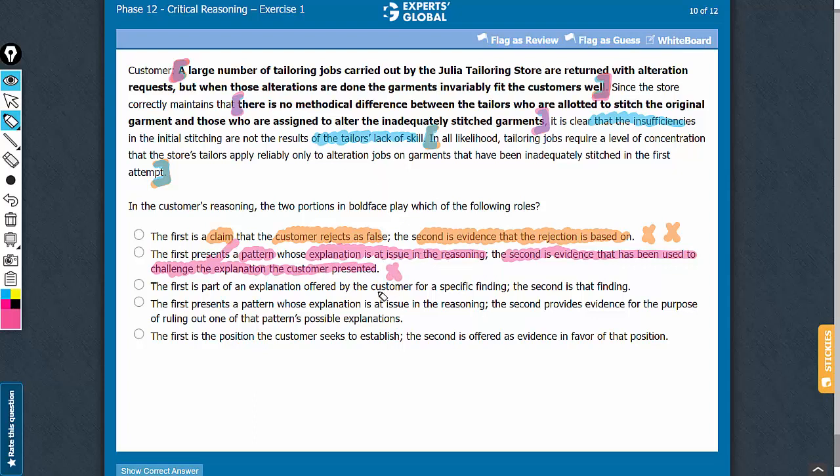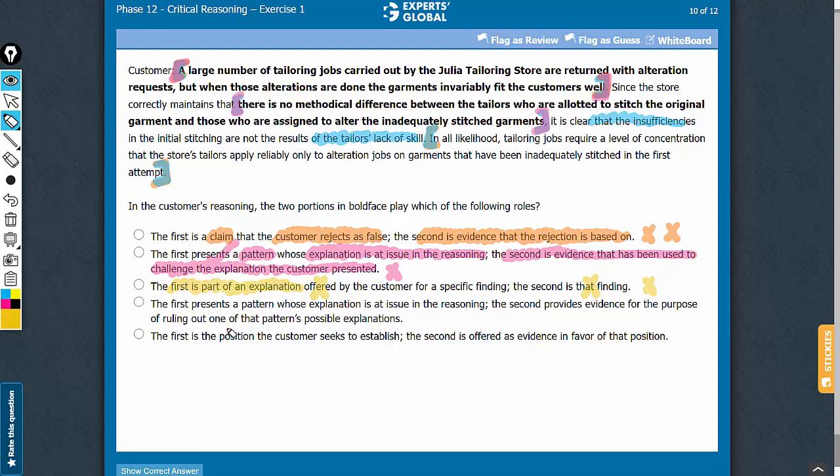Look at answer choice C now. No, first is not a part of an explanation. First is simply a finding. So this part is incorrect. And no, the second is not the finding. First is the finding. Second is a part of the explanation. So a very poor job by answer choice C here.